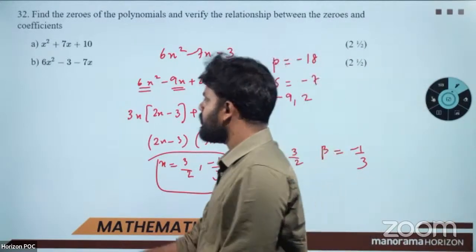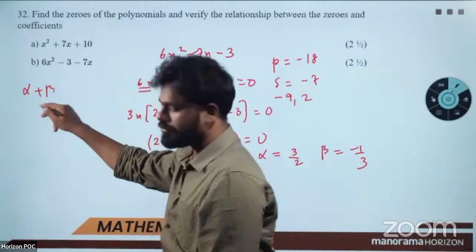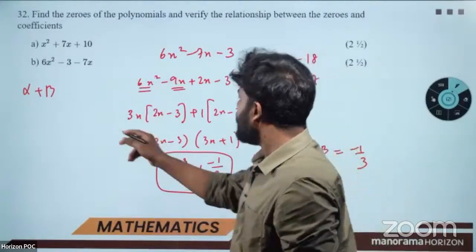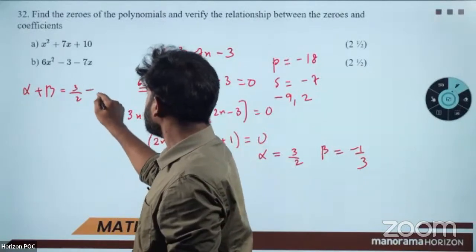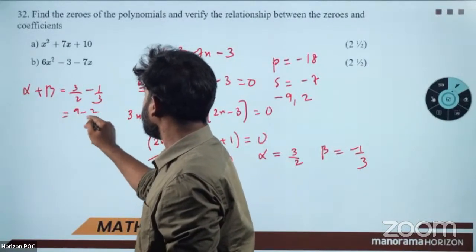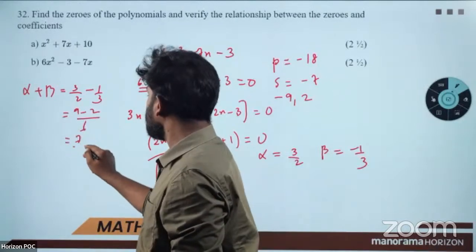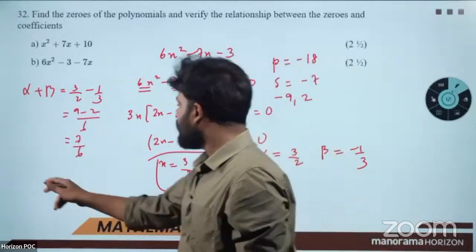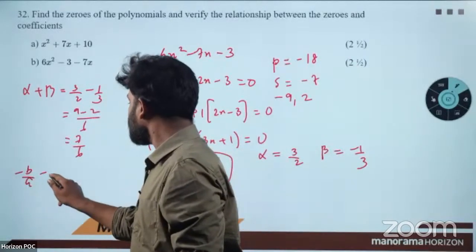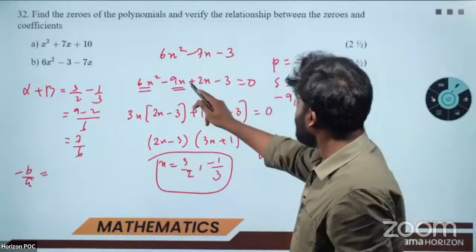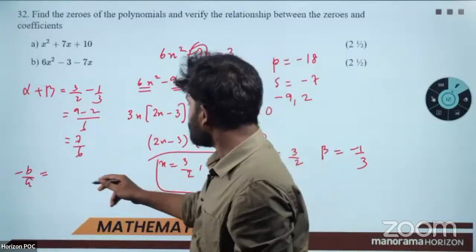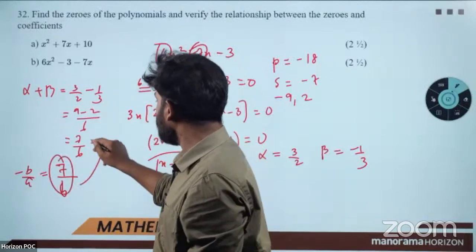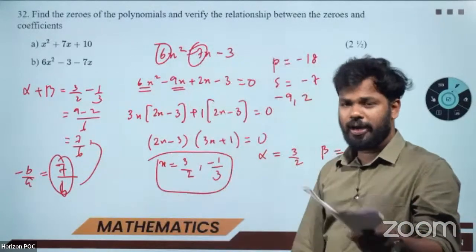Now to verify the relationship, alpha plus beta, take the sum. So what is alpha plus beta? It is 3 by 2 plus minus 1 by 3, or 3 by 2 minus 1 by 3, or 9 minus 2 by 6, or it is 7 by 6. So this is alpha plus beta. This should be equal to minus b by a. So what is minus b by a? B is how much here? B is minus 7. So minus b is 7. By a is how much? The coefficient is 6. So these two are equal. Yes, they are equal. So alpha plus beta is equal to minus b by a.